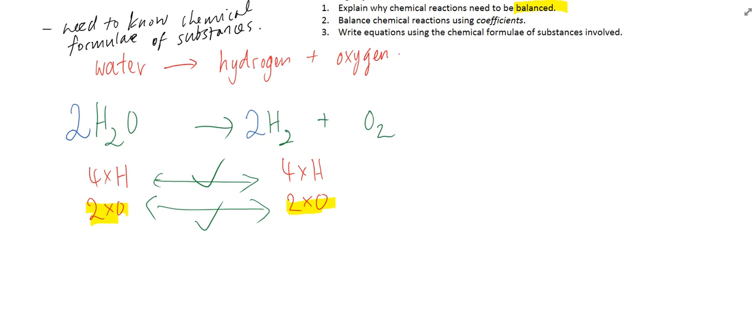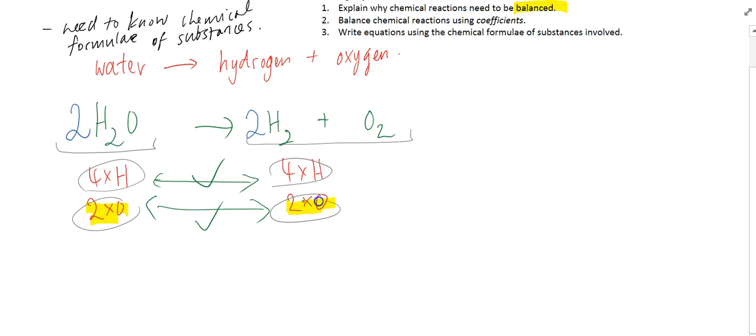But it's really important to get this idea that there must be the same number of atoms on the left as there are on the right. And we're talking every element must be equal in the number of atoms that go in and the number of atoms that go out. So for every hydrogen atom that goes in, it must come out. And for every oxygen atom that goes in, it must come out.